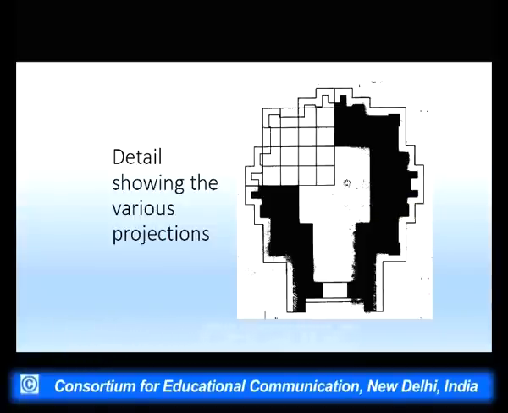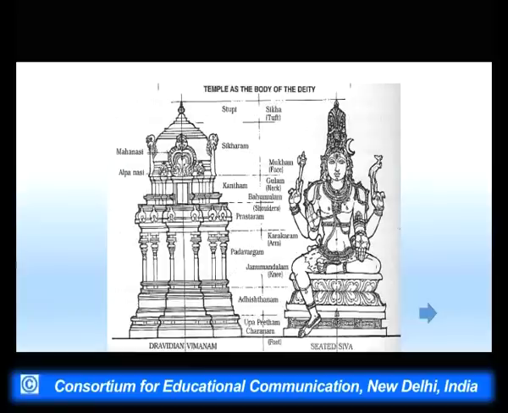This is your Garbhagriha. This is the actualization of the diagram. You can see 1, 2, 3, 4, and the square would go like this. This would be the actual, and then these are the projections outside it. That is how a temple is being created. Okay, so these are the prescribed diagrams for the temple.